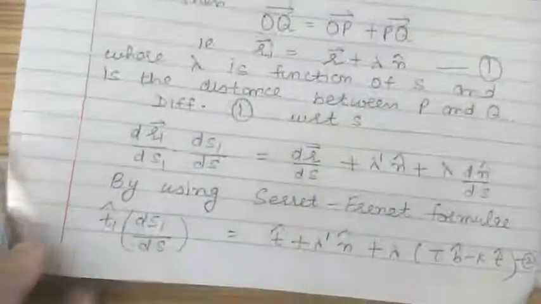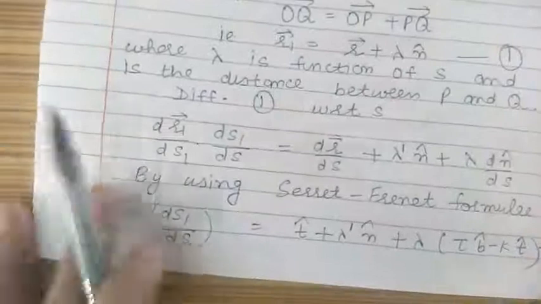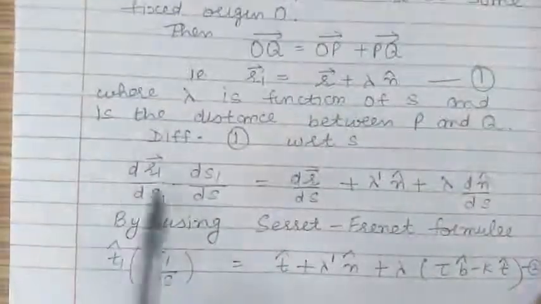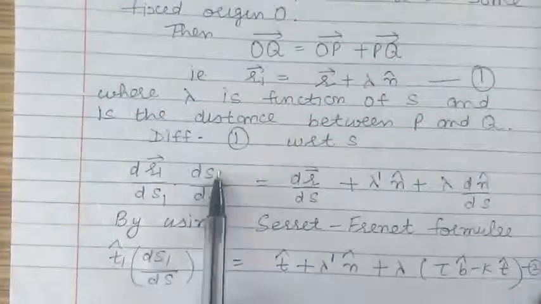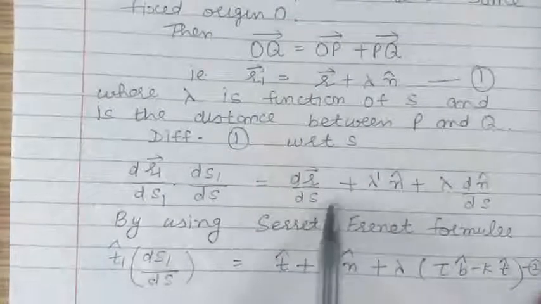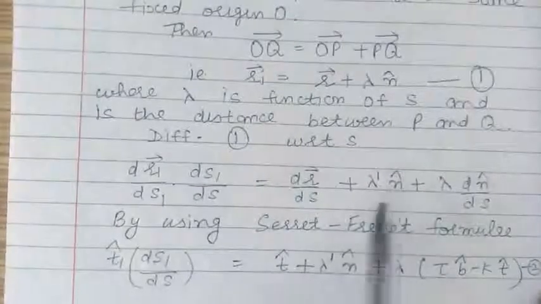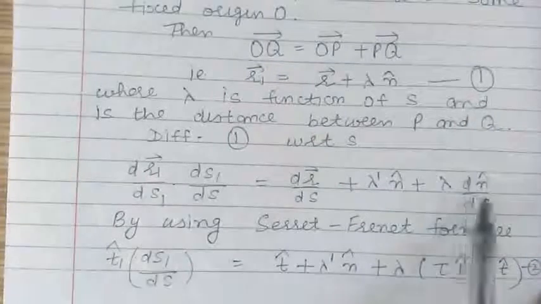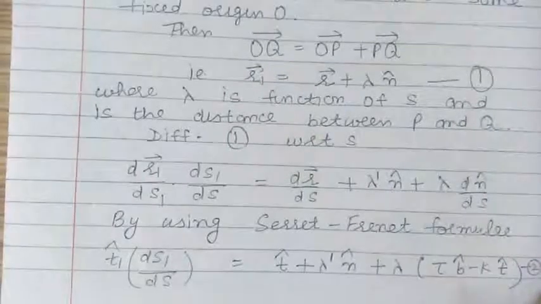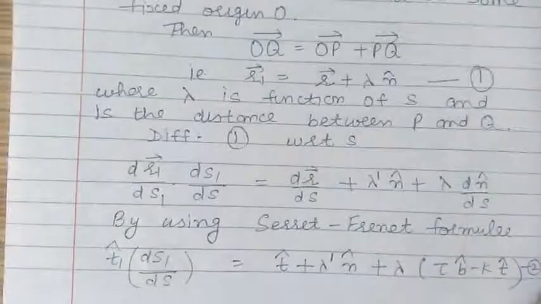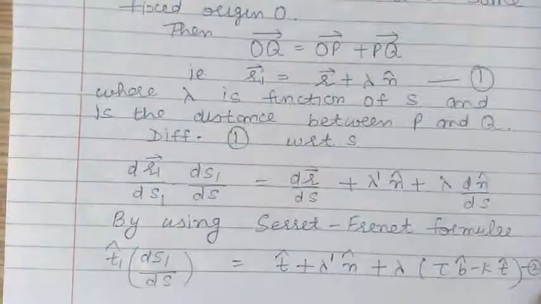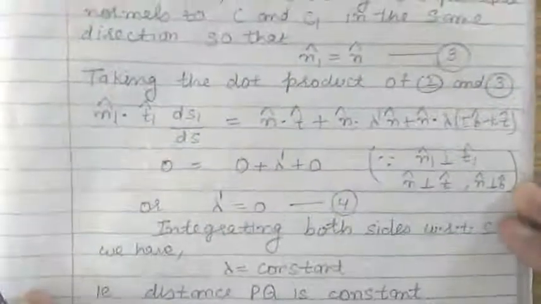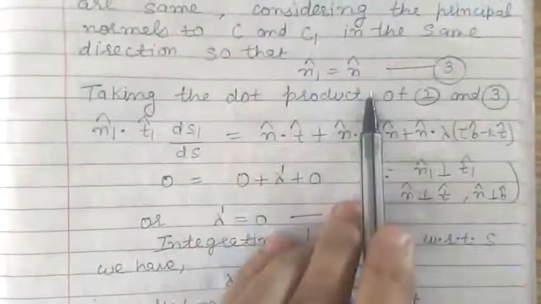Now we can apply the Serret-Frenet formulas. By the Serret-Frenet formulas, this term is t1 cap, this term will remain as it is, dr by ds is t cap, this term will remain as it is, and dn cap by ds is tau b minus kt. Now because the pair of curves is taken as Barton curves, the principal normals to the curves C and C1 are the same, so we can take n1 cap equal to n cap.